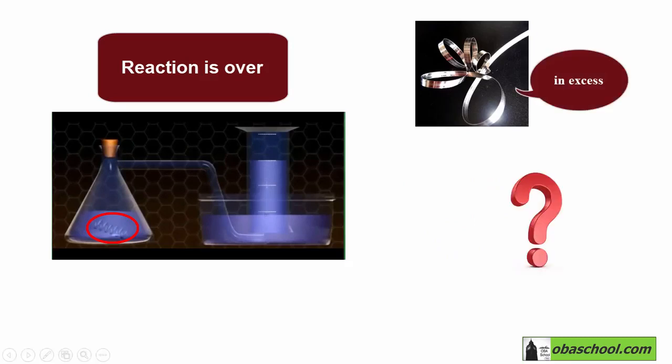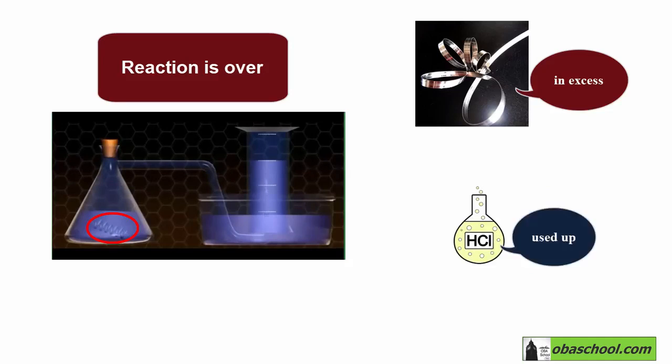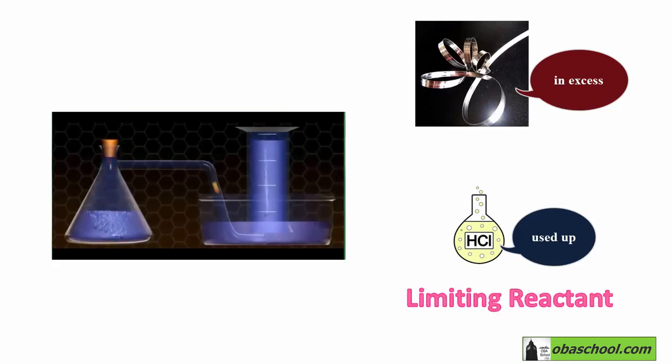So why did the reaction stop if we still have magnesium ribbon? The reaction has stopped because all the acid has been used up. So in this case, the acid HCl is the limiting reactant. So the reactant that gets used up first in a reaction is called the limiting reactant or the limiting reagent.